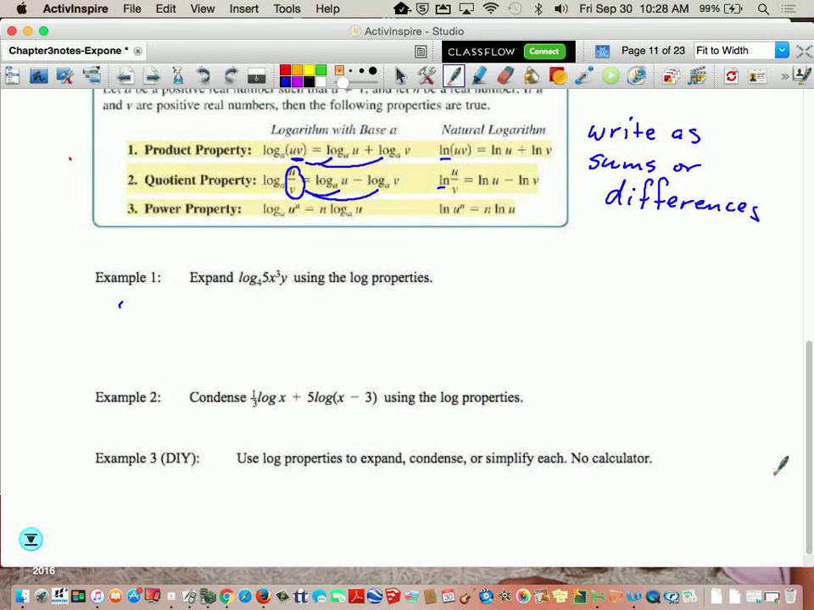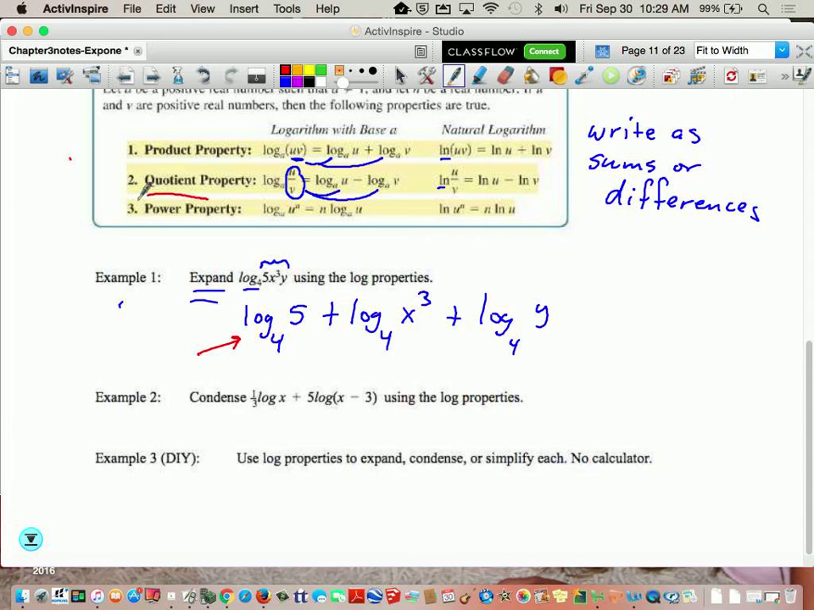So sums or differences. So on this first one, they're asking us to expand it. I use the log base 4, so I write log base 4 of the 5 plus log base 4 of the x cubed plus the log base 4 of the y. So everything in here, this is all being multiplied. So I split it up into all the sums. Now, this one, log base 4 of 5, 4 to a power is 5, that's not a nice number, so I'm going to leave it there.